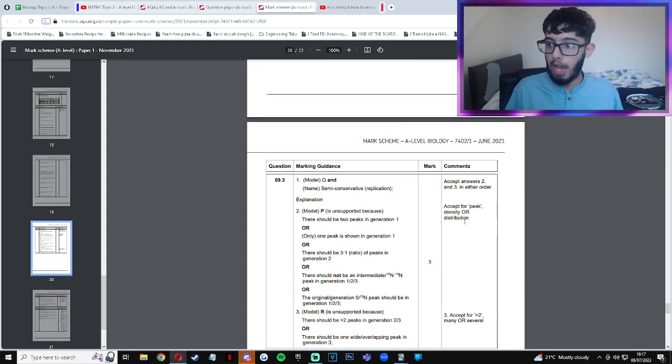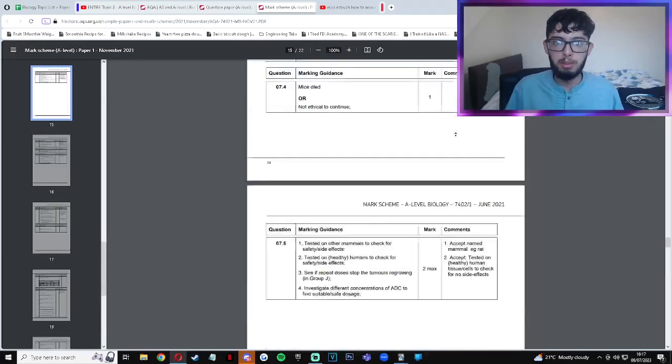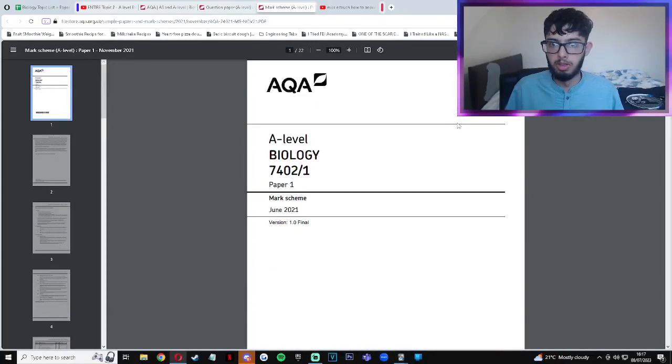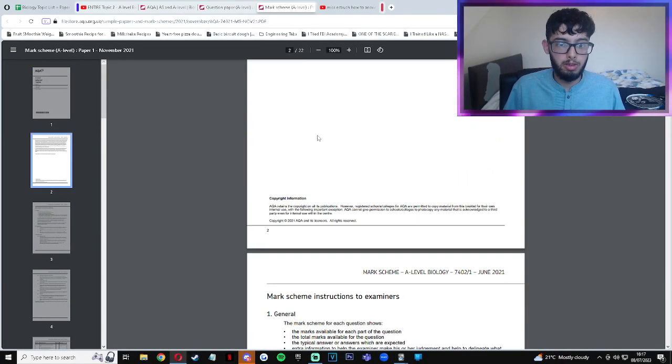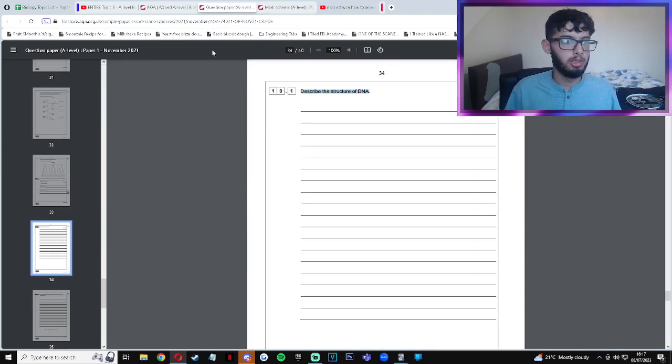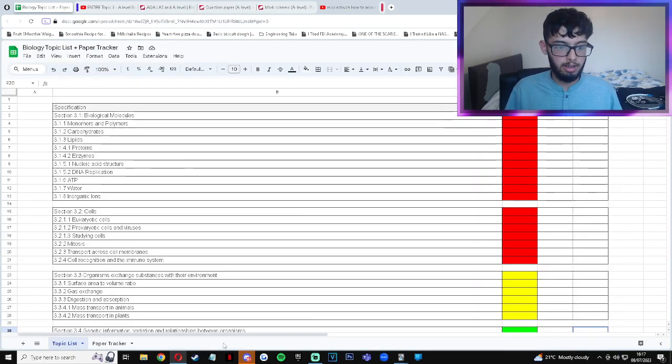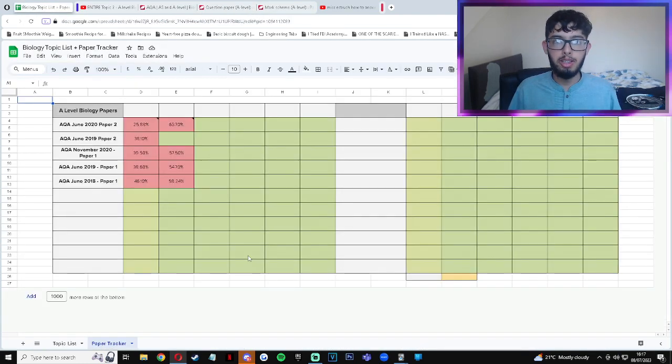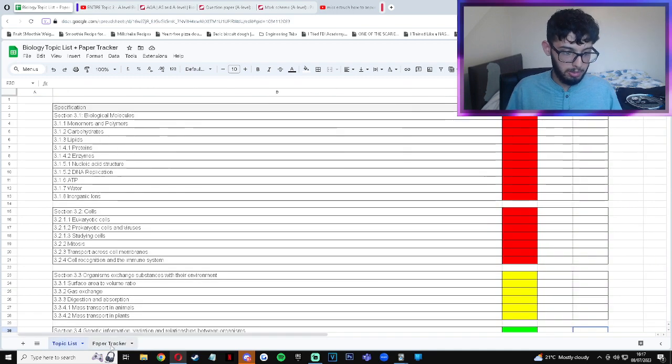Anyways, so I can do the last 5 past papers and just make flashcards on the gaps in my knowledge. That's literally all you need to do. And past paper tracker, I've given you that as well. It's in the same Excel sheet, just at the bottom.